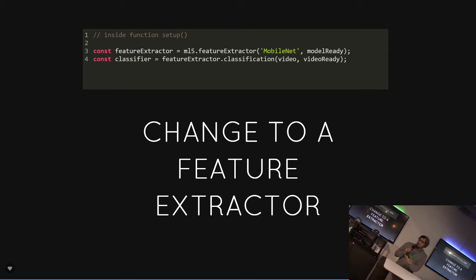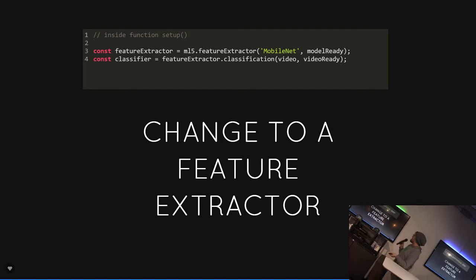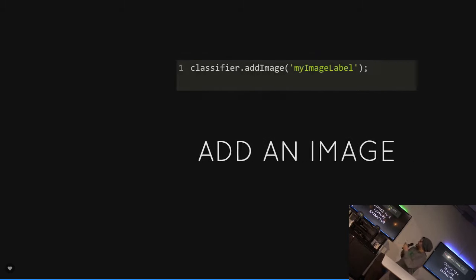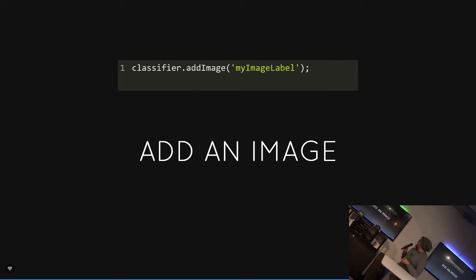So all I really had to do to piggyback on something and train was change this from a classifier to a feature extractor, and then have classification afterwards. So I need to add new features, then I need to do the classification. Again, the video was the source here. I have a video ready, model ready. That's stuff like I had before.